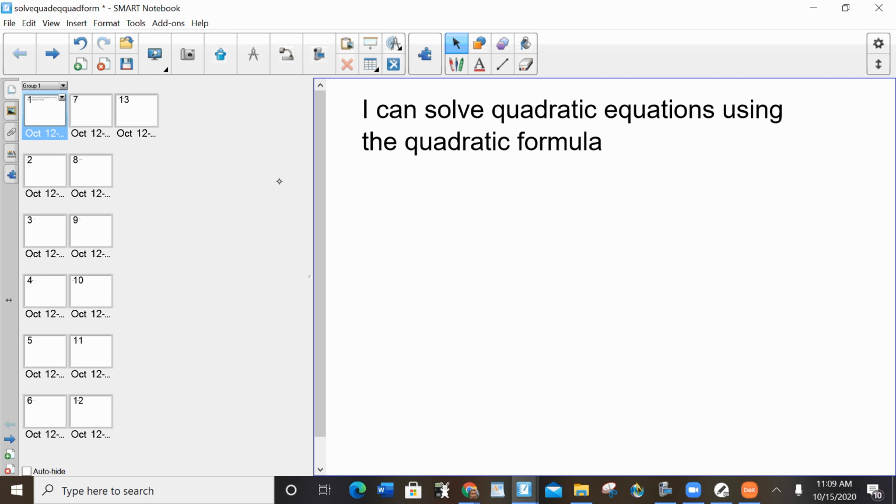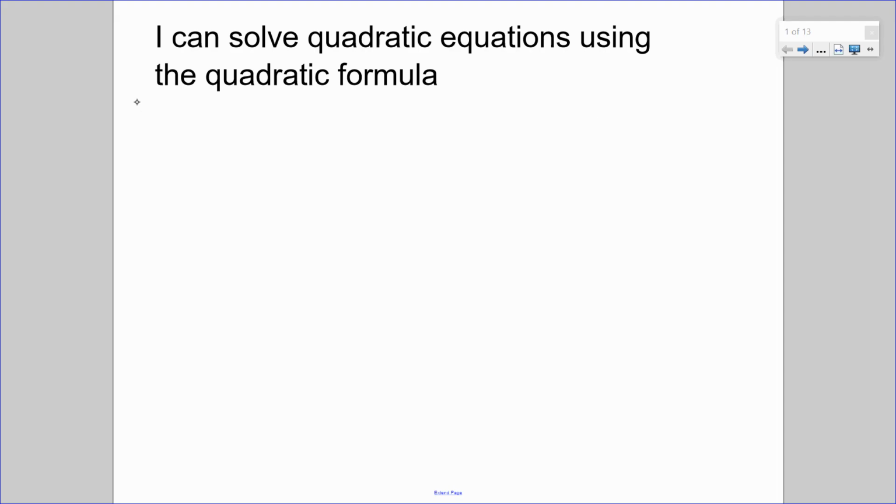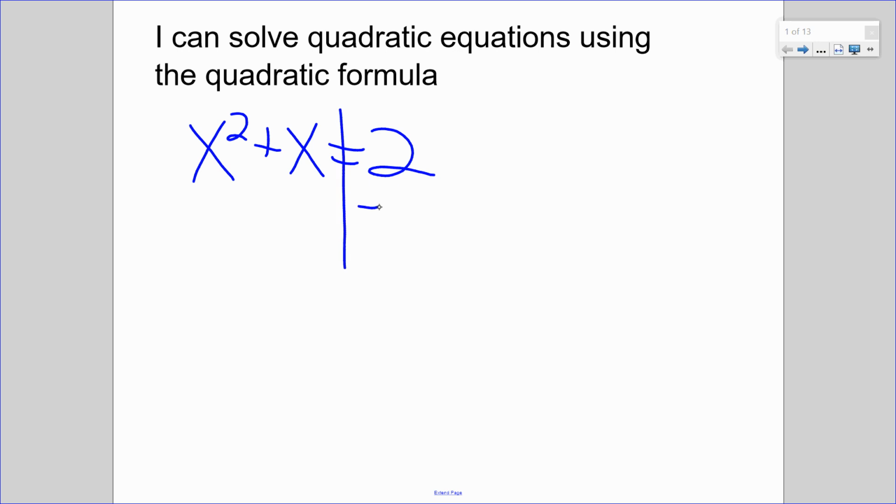So we're going to start with something that we did in the past. We'll call this a little bonus example. This isn't on your packet or anything anywhere. Let's say I had x squared plus x equals 2. Well, it's Mr. X squared. He wants to party. Can he party right now? Nope. The 2's got to come over.